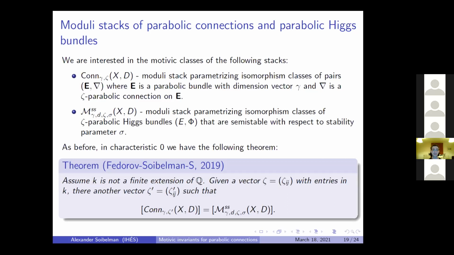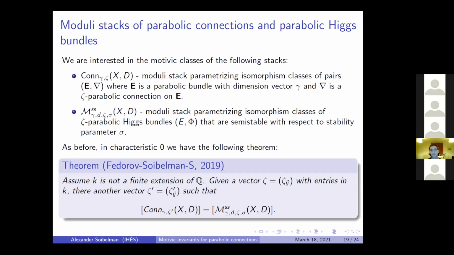And so somehow this new vector for the connections, zeta prime, comes from the old vector zeta together with the stability parameter sigma. So somehow those are combined together. Yeah, it looks kind of a bit formal.